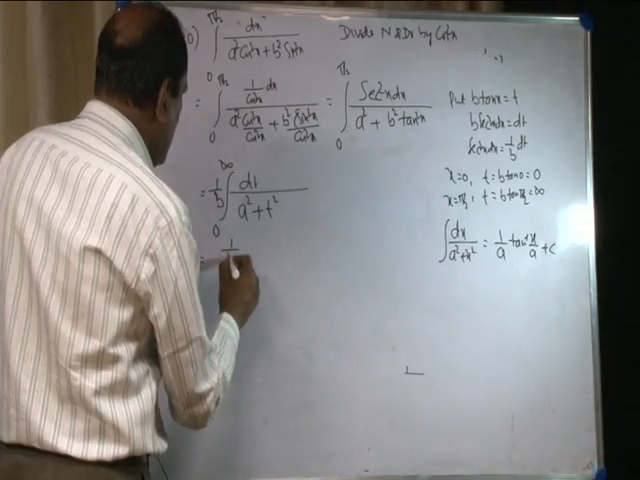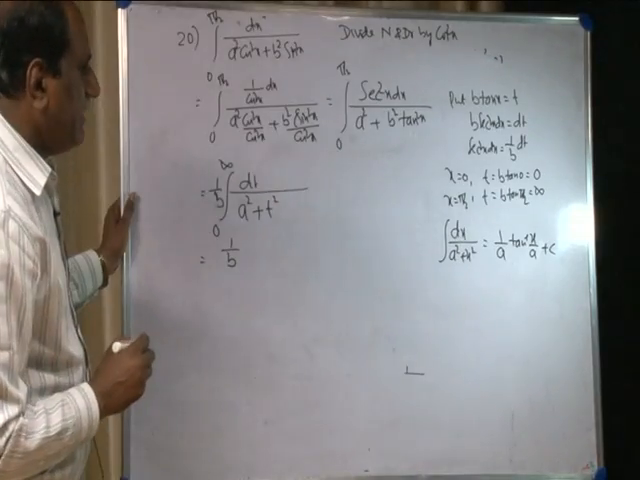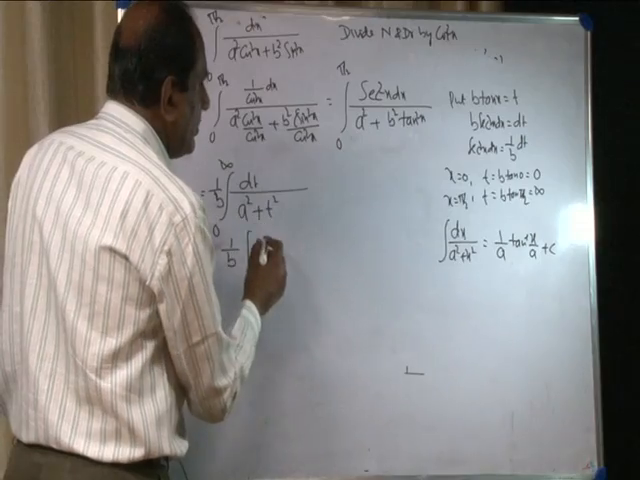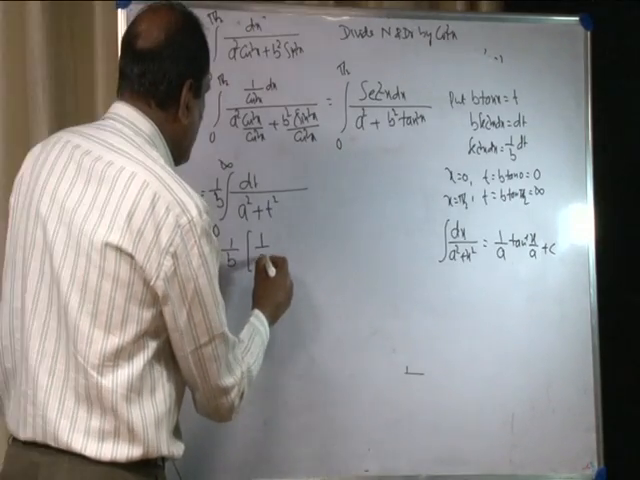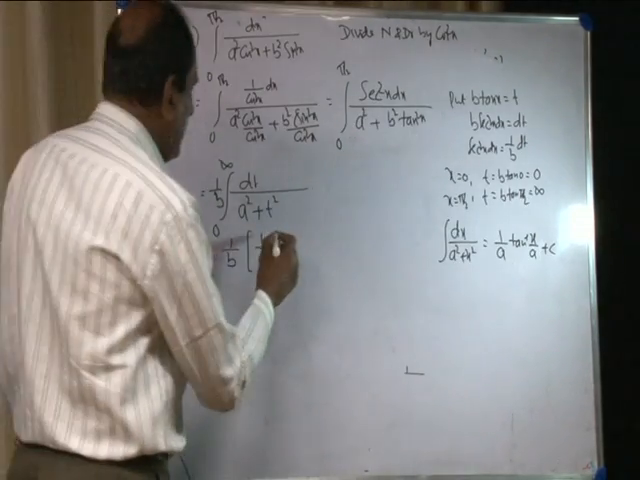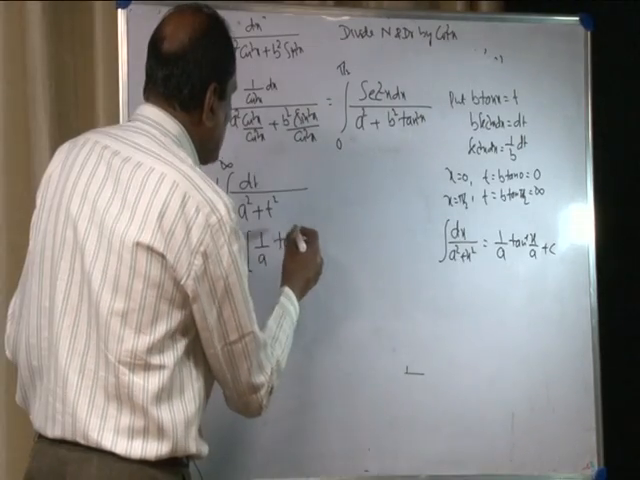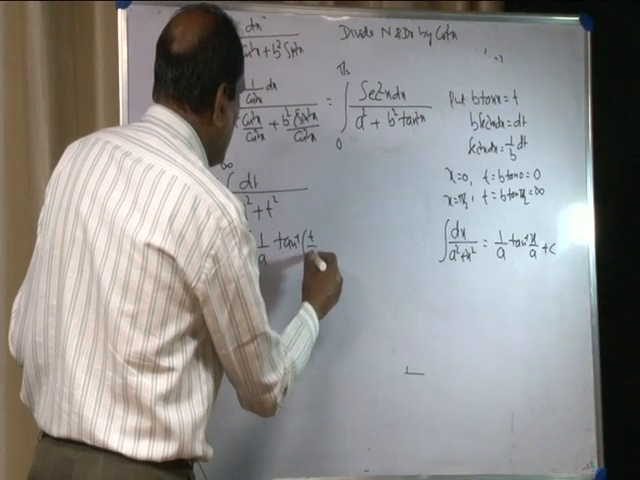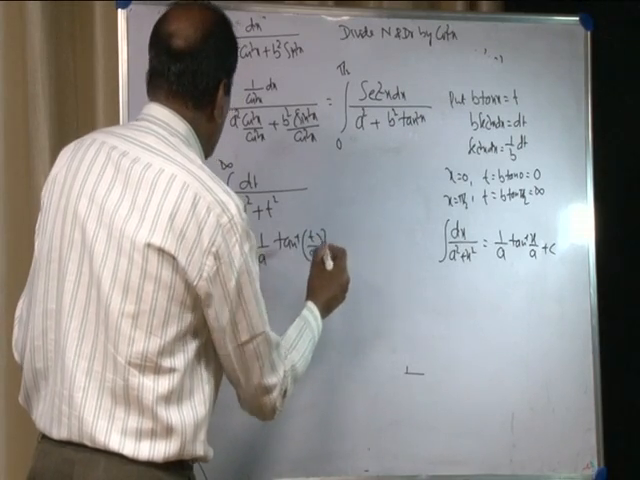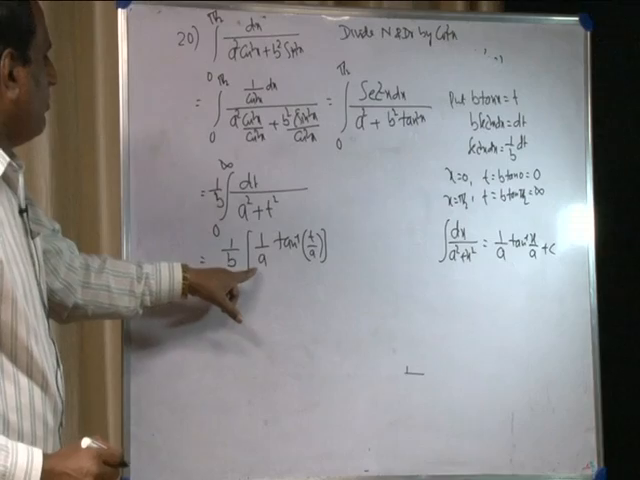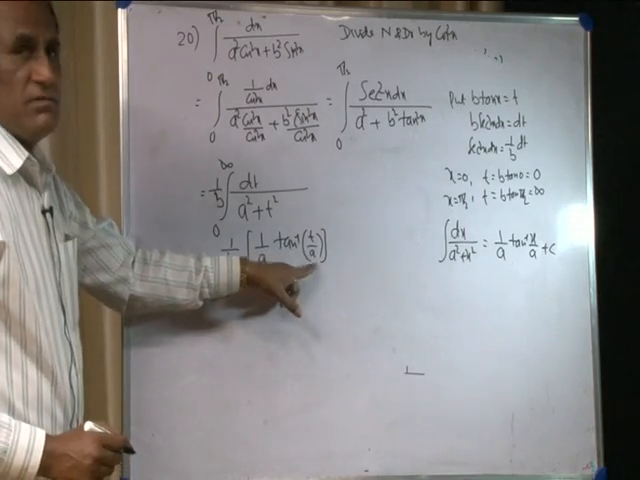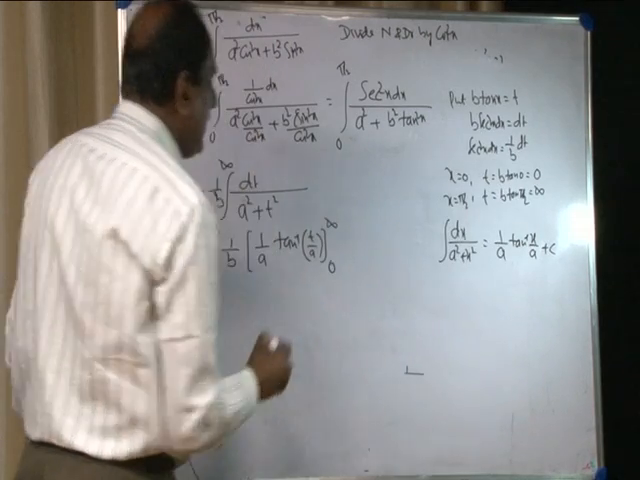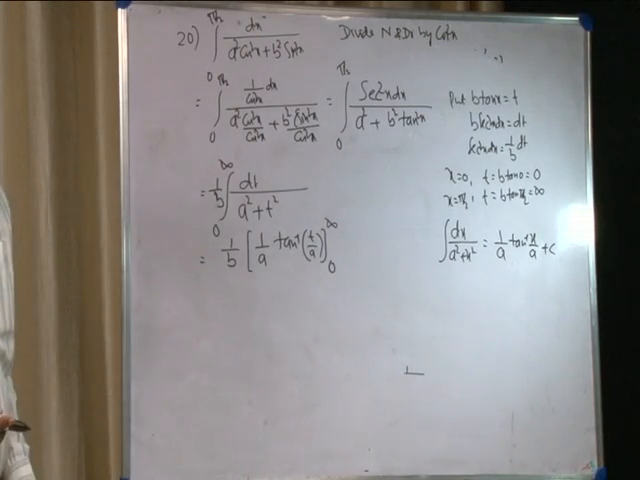So, 1 by b is a constant. Write the bracket. So, 1 by a, tan inverse of x, here t by a. So, close the bracket. So, 1 by b into 1 by a tan inverse t by a between the limits 0 and infinity.